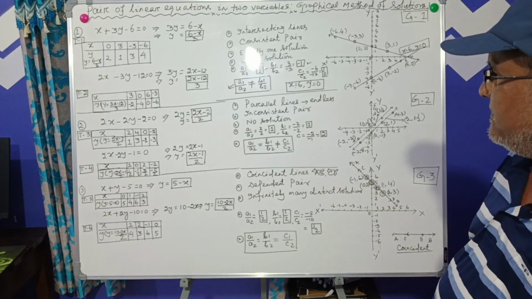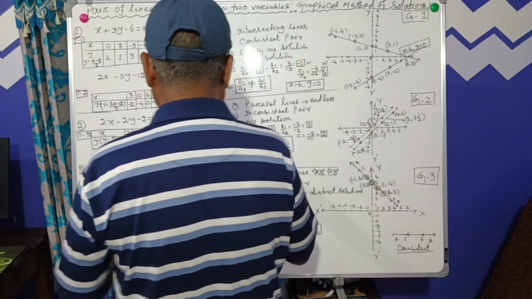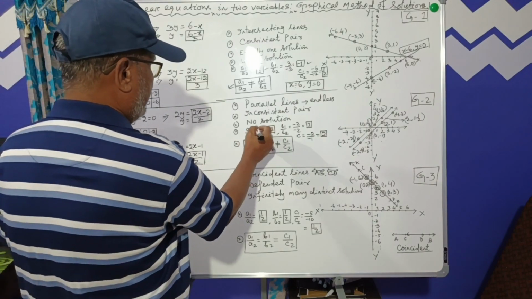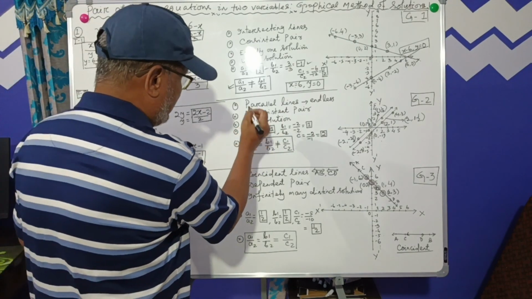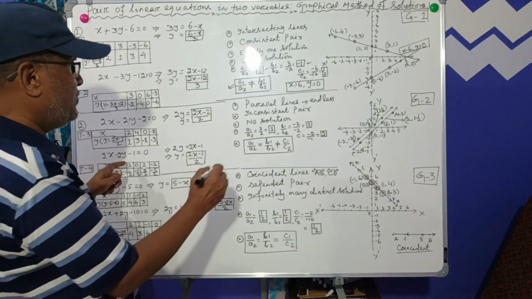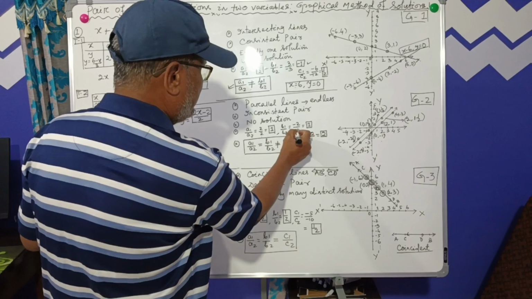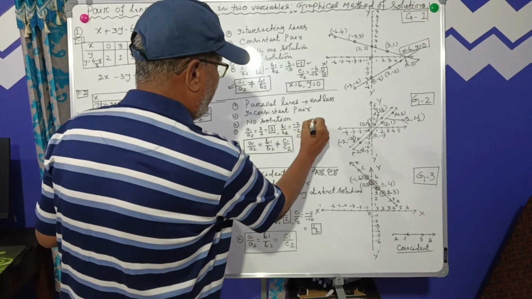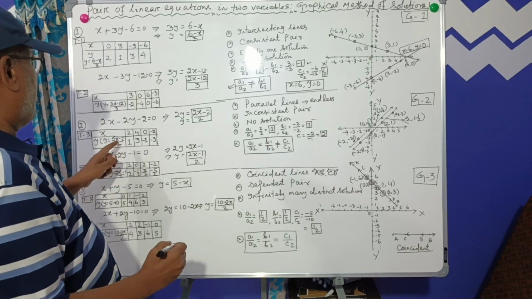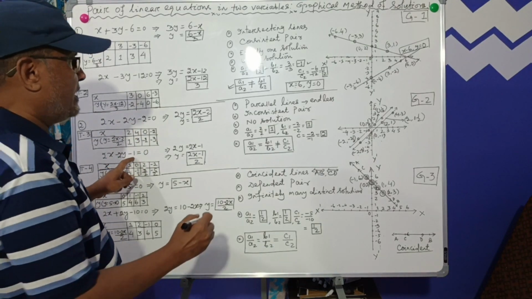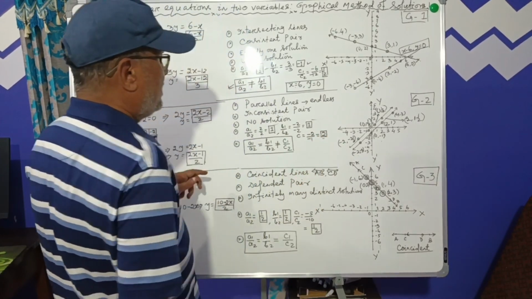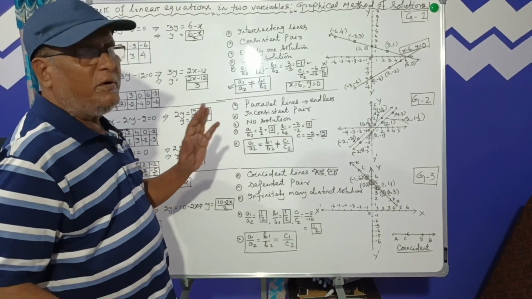And now let us compare their coefficients. So you see 2 by 2, that is A1 by A2, the ratio is 1. Similarly, the ratio B1 by B2, minus 2 by minus 2, is 1. This is 1 and this is 1. Now the ratio C1 by C2 is minus 2 by minus 1, which is 2.